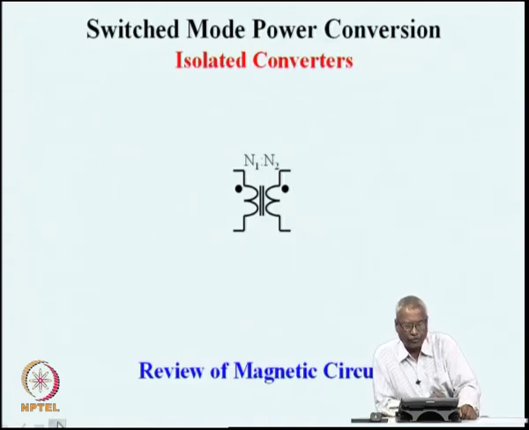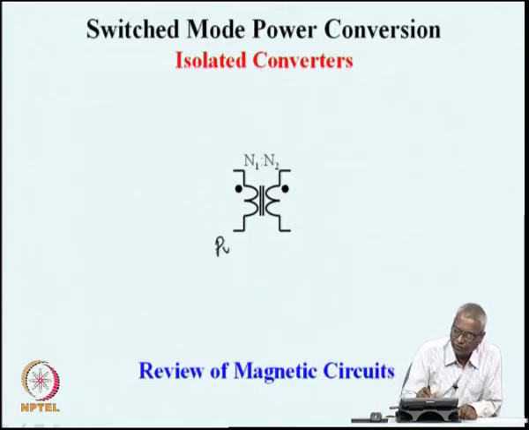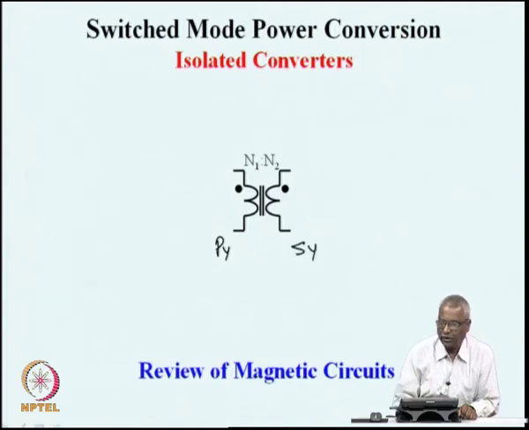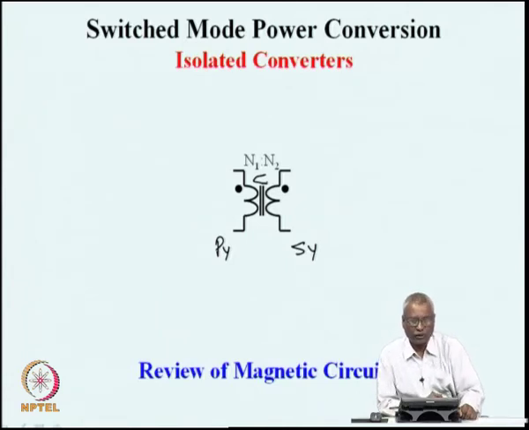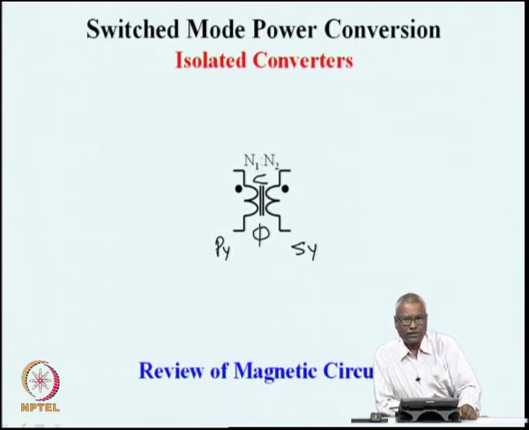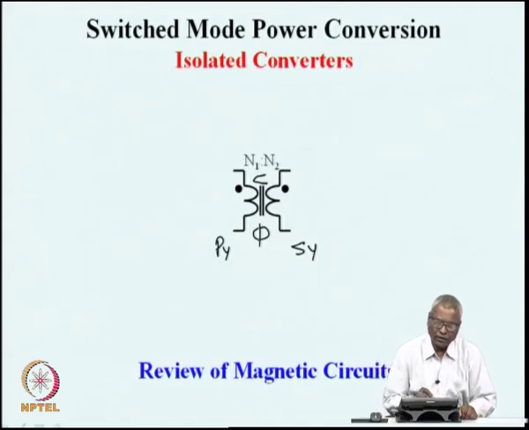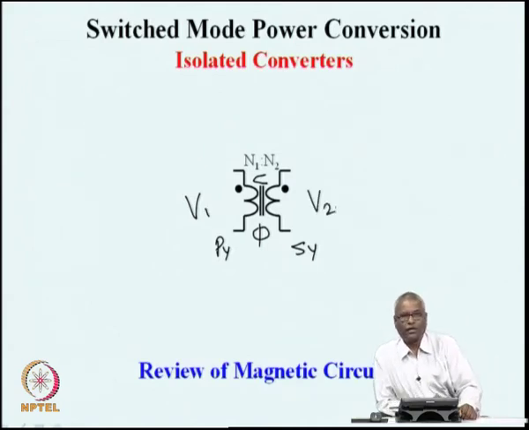So, we briefly review magnetic circuits which are essential to understand the operation of a simple electromagnetic power transformer. The transformer has a primary and a secondary, and this primary and secondary are wound on a common core, and the core has certain flux. This is an electromagnetic power transformer, and it is excited with certain voltage on this side, and the same frequency voltage of a different magnitude is obtained on V2.